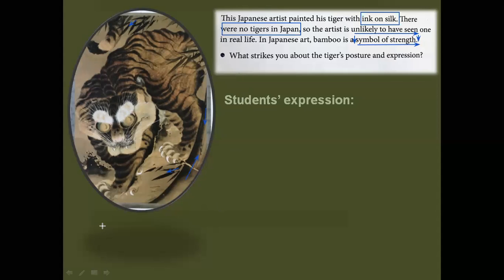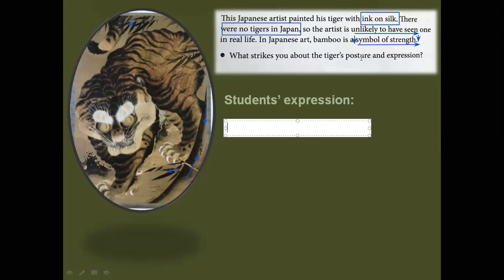But I have a question now for you guys. My question is: what strikes you about the tiger's posture and expression? What does posture mean? It's the position, the way he's moving, what he's about to do. And expression. So what can you tell me about this? When you see this picture, what do you feel about this tiger? What comes to your mind when you see this tiger and its pose?